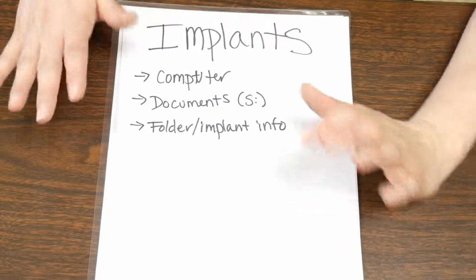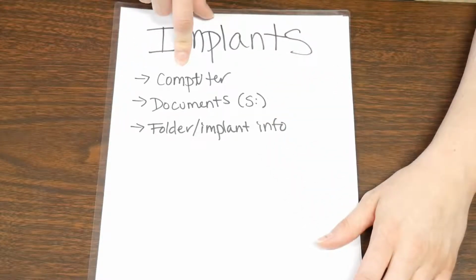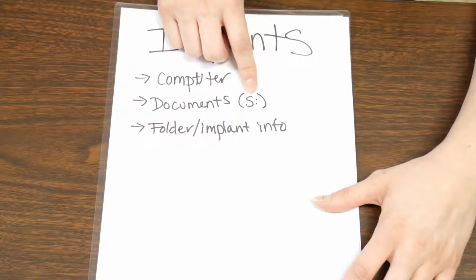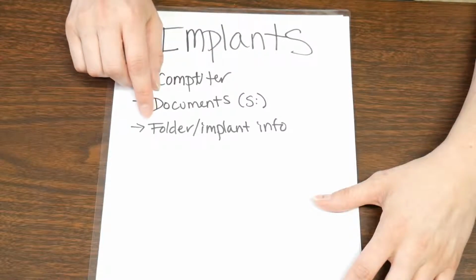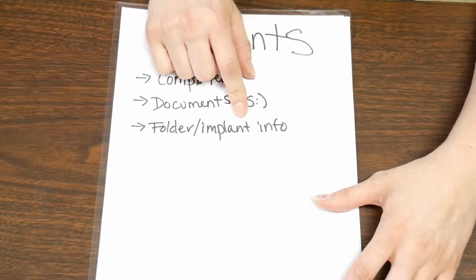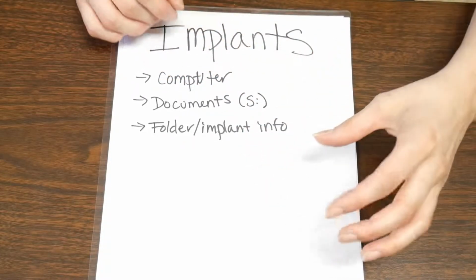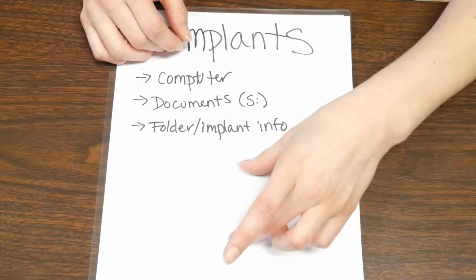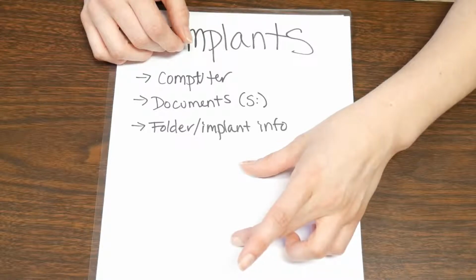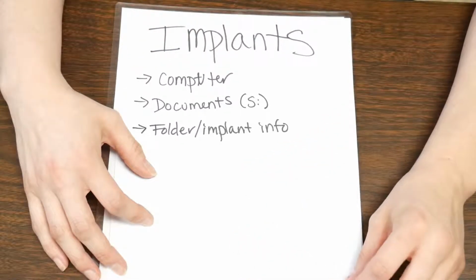So in order to find all the forms you need, you're going to go into Computer, then Documents, S drive, followed by finding all the folders that are in alphabetical order. Look for Implant Info, and everything is inside of that folder. It's organized by assistant information, patient information in regards to what goes scanned into the patient's chart. All those forms are in there, as well as surgical guide information.